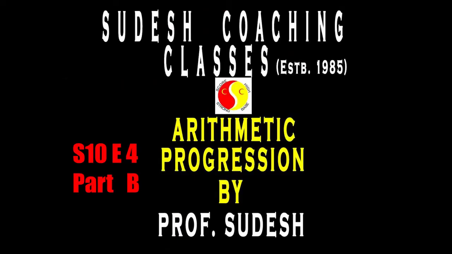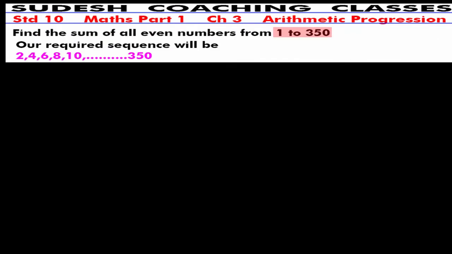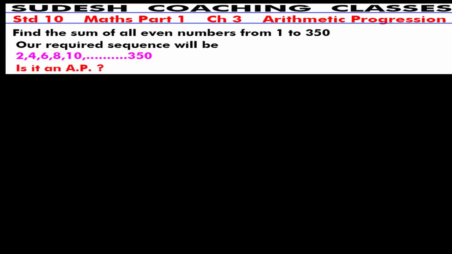Welcome students to yet another part of Arithmetic Progression, Season 10, Episode 4, Part B. Today we are going to find the sum of all even numbers from 1 to 350. So our required sequence will be 2, 4, 6, 8, 10 and the last number 350, all even numbers.